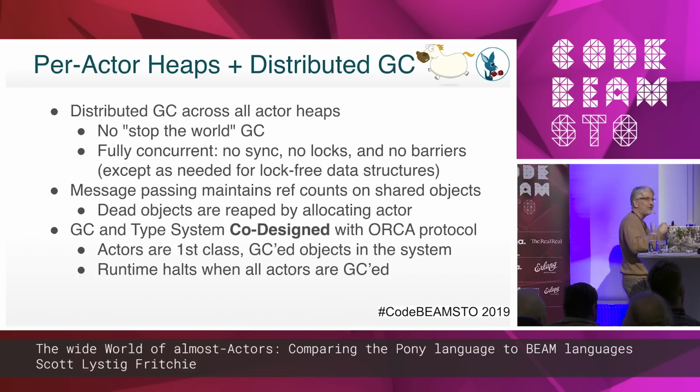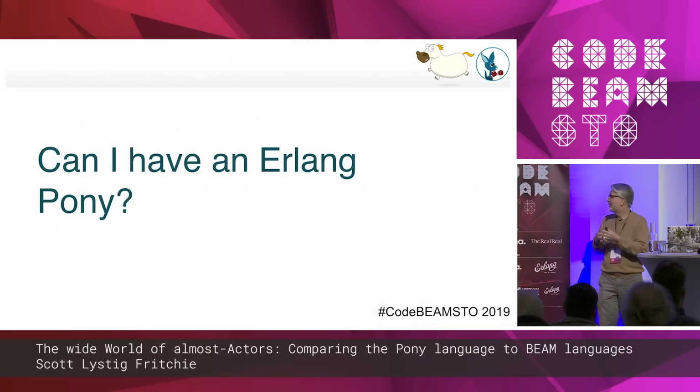So all these really nifty properties of speed, yay, and then all of the lovely goodness in the Erlang and Elixir land. And wouldn't it be great if we could mash them together and have an Erlang Pony? Like, that would be awesome. That would be really cool.